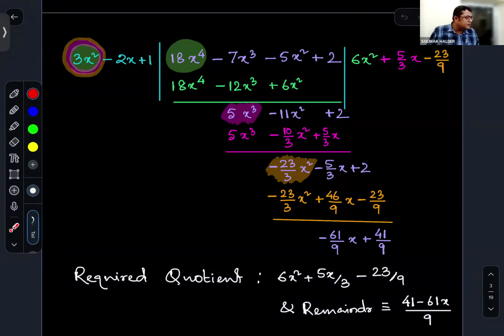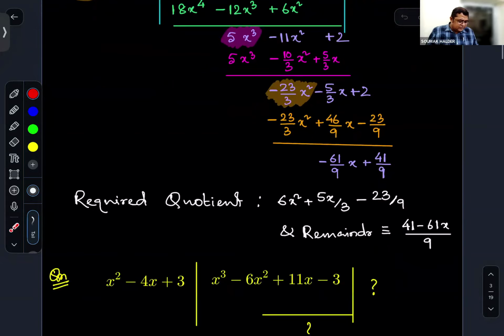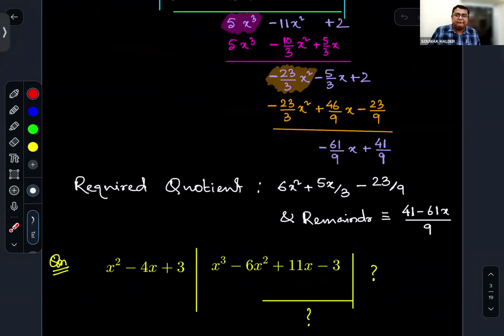Even the forthcoming examples we are going to have, each variation will give you one type of division process. Like the next one is asking you to perform a division of the dividend x cube minus 6x square plus 11x minus 3 with the divisor x square minus 4x plus 3. So firstly you perform this division and answer me the quotient and the remainder.